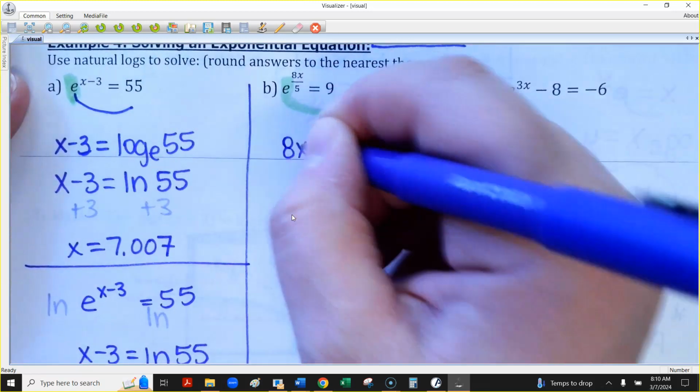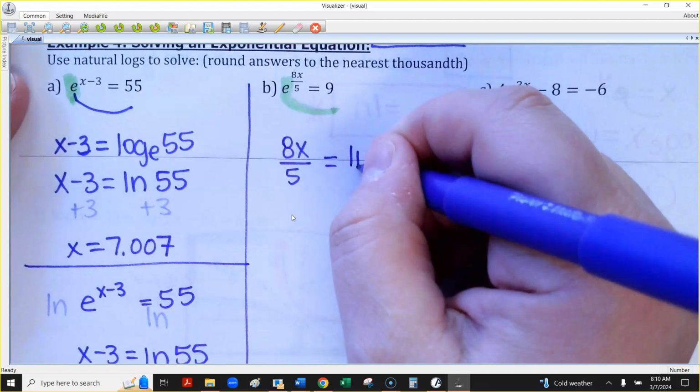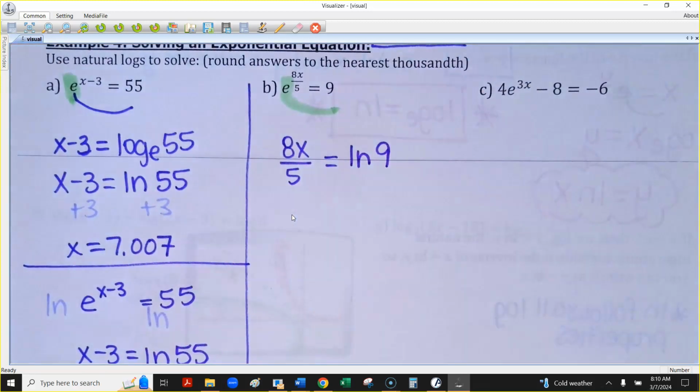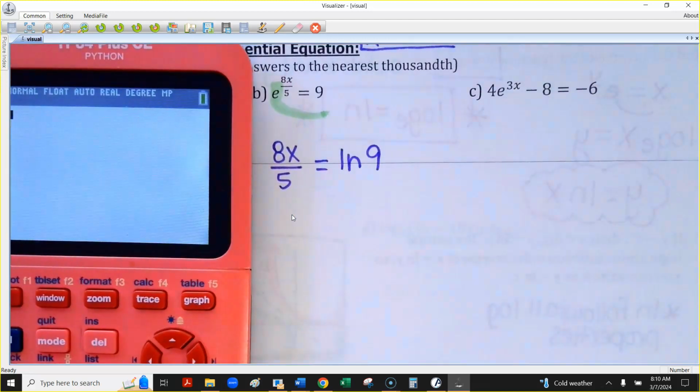This guy's exponent's a little more complicated. I'd have 8x over 5. The other side, I did log base e of 9, which is just the natural log of 9. If you've got e to a power where your variable's in that exponent, you're going to use a natural log to get rid of it. Now, if I do this one, right, I can just type natural log of 9 right on my calculator.